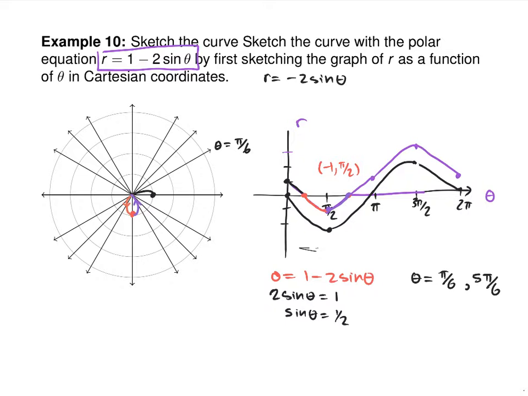So what happens when you get to pi? What is your radius now? 1. So you've done this kind of business, right? What happens when you get to 3 pi over 2? That's 3. Radius is 3. And then what happens as you go back to 2 pi? It loops back down to 1. That is how you get a supercardioid shape.